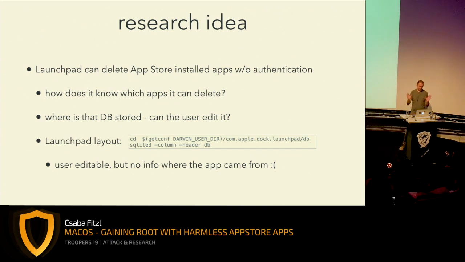I found that the actual layout for Launchpad can be found on this link. And it's user editable, but this is only layout information. So it's a SQLite database, and I haven't found any tables which actually contain information about file location or if it came from the App Store or whatever. Or maybe it's there, I just didn't find it.